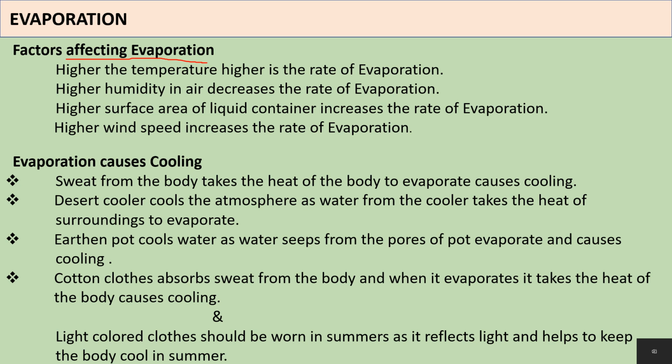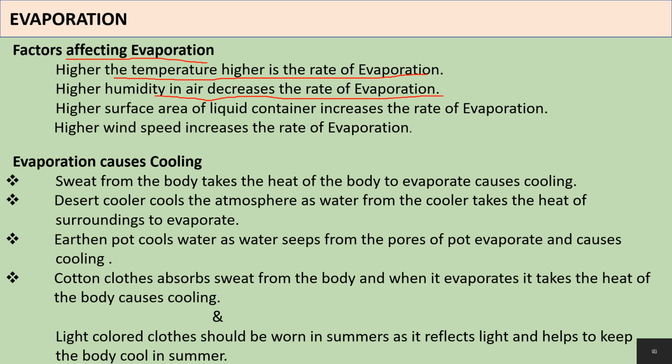The first factor is, higher the temperature, higher is the rate of evaporation. It is easy to dry clothes in summers than in winters. In summers, the air is hot and dry, so it can easily take the water which is evaporated from the clothes. The second factor is, higher humidity in air decreases the rate of evaporation. We all know how difficult it is to dry clothes on a rainy day. On a rainy day, the air is already humid or it contains water vapors. So it cannot accommodate more water vapors which are evaporated from the clothes.